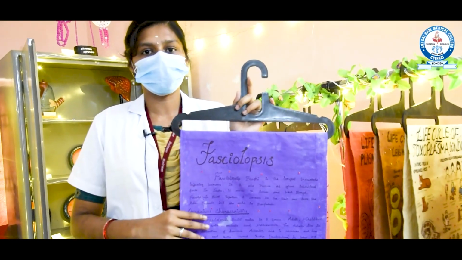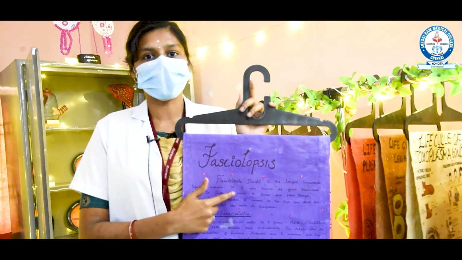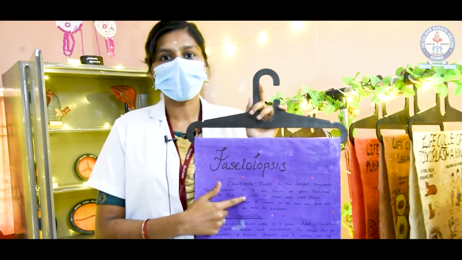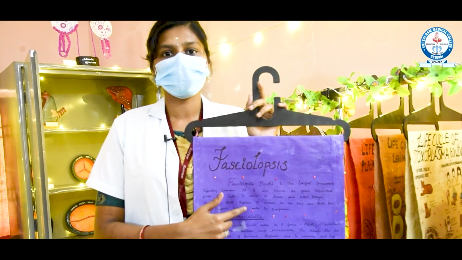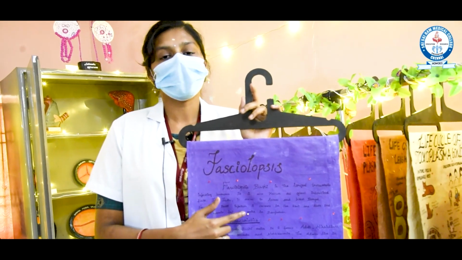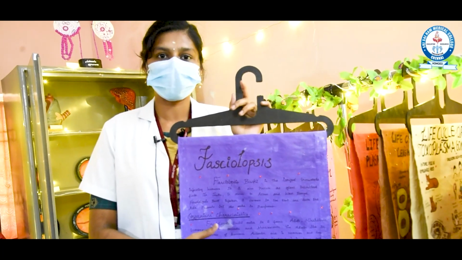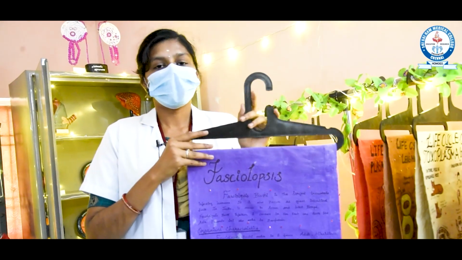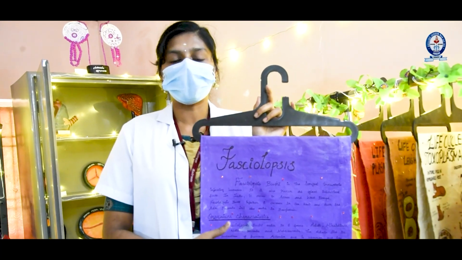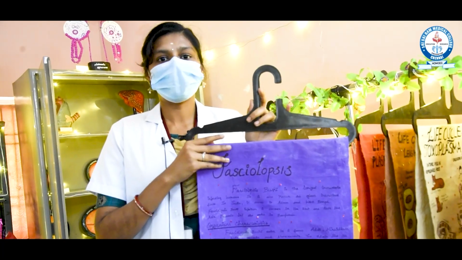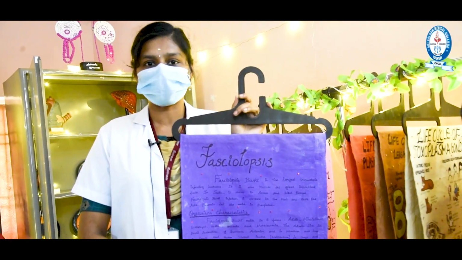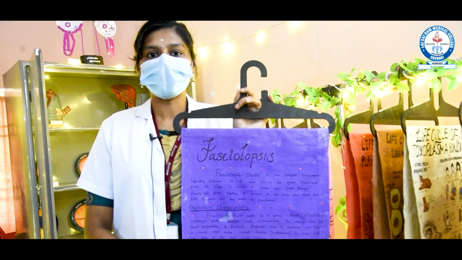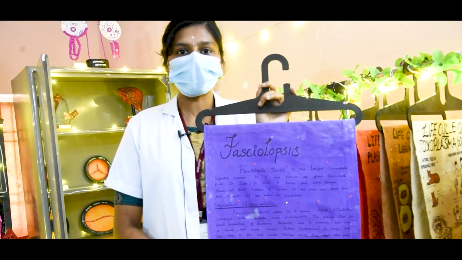Clinical features and pathogenesis: it causes fasciolopsiasis. The worm can produce localized inflammation and ulceration at the site of attachment. It also causes ascites, anasarca, and intestinal obstruction. Heavy infections lead to fever, abdominal pain, and diarrhea. Next, the lab diagnosis. It is stool examination. It is achieved by demonstration of an operculated egg in the feces.